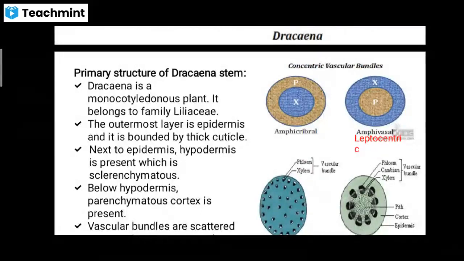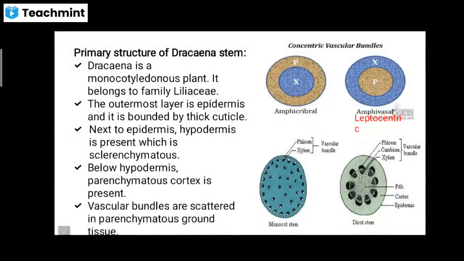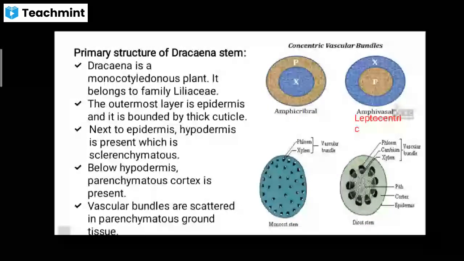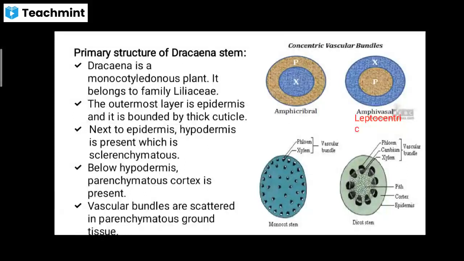So what is meant by conjoined? Conjoined vascular bundles means xylem and phloem are present in the same radius, with xylem towards the inner side and phloem towards the outer side. Then concentric type means one strand is surrounded by the other strand. In case of this monocot, the vascular bundles are mostly the concentric type.